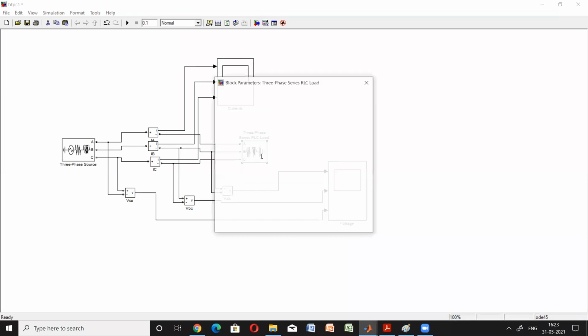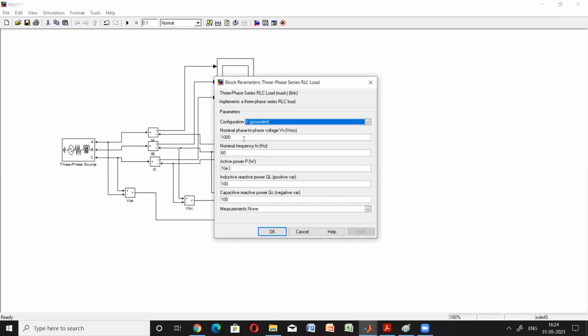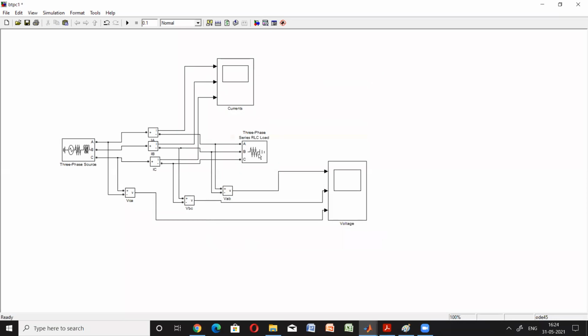For the load, I am taking the voltage to be 11E3 and frequency 50. Initially I am taking a resistive load, suppose a resistive load of 10 kilowatt with no inductive power and no capacitive power. So we are taking a simple resistive load.